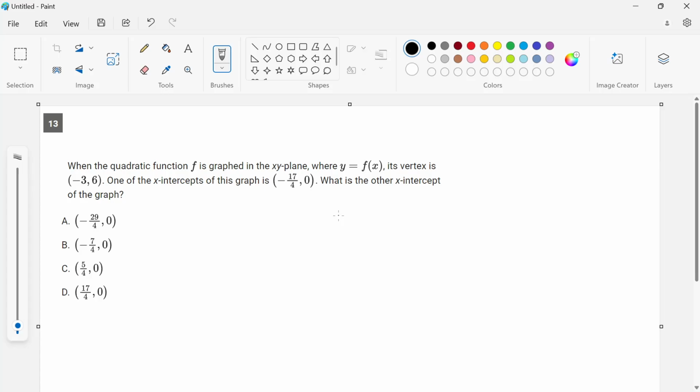And then there's choices, negative 29/4, 0. They're all going to be comma 0 because an x-intercept has a y value of 0. So is it x is negative 7/4, x is 5/4, x is 17/4.